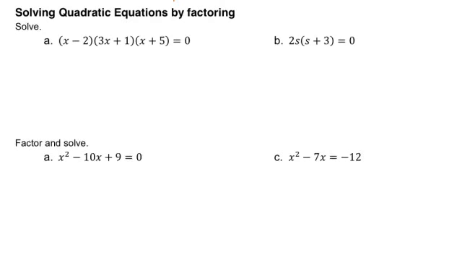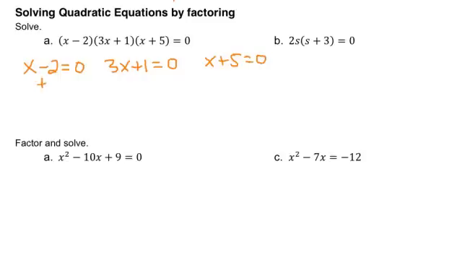So for examples A and B, we are just solving. Notice the equations are equal to 0. They're all factored, and we're just going to look at what that looks like. So for solving by factoring, notice we have the factors, so we're going to set each of these equal to 0. So we have x minus 2 equals 0, 3x plus 1 equals 0, and x plus 5 equals 0, because again, one of these sets has to be equal to 0 in order for our equation to be equal to 0.